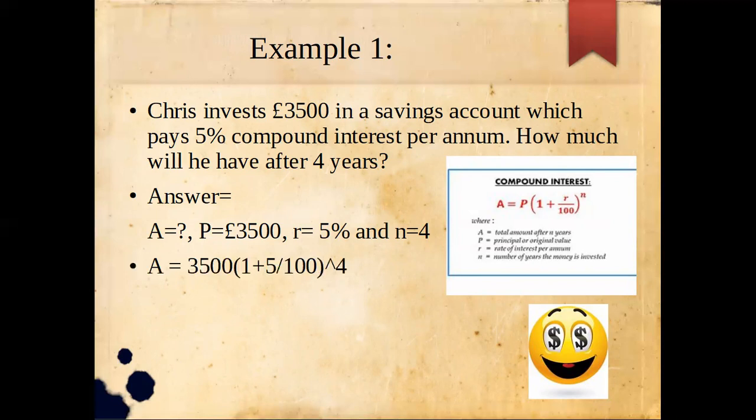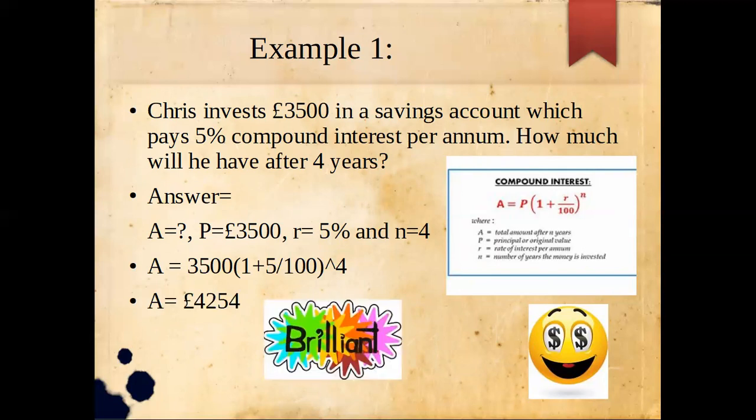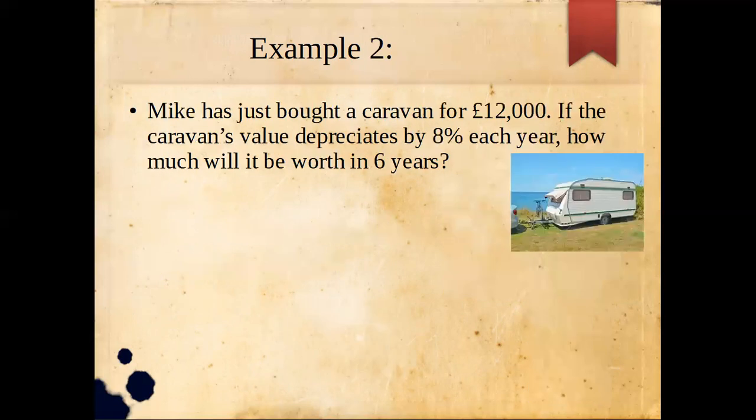So we've got A equals 3,500 times 1 plus 5/100ths, all to the power of 4, because it's 4 years. And if you put that in your calculator, you'll get an answer of £4,254 to no decimal places. Okay, and that makes sense because he's making money here. So if you've got an answer that's less than 3,500 and he's making money, then you know you've gone wrong somewhere. So here's a second example about depreciation.